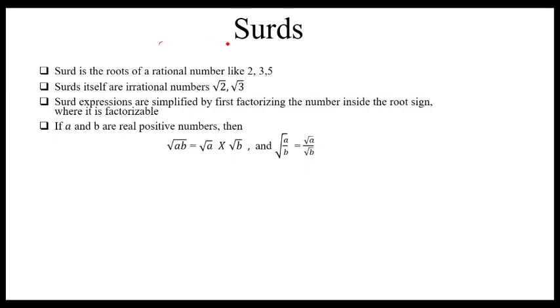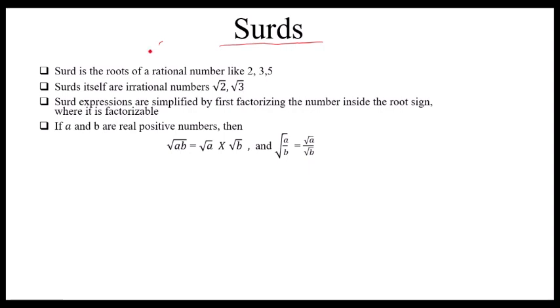Today we'll be discussing surds. What are surds? A surd is simply the root of a rational number, like √2, √3, √5. What is a rational number? A rational number is a number in the form of a fraction or a normal number like 1, 2, 3, 4, 5, and so on.